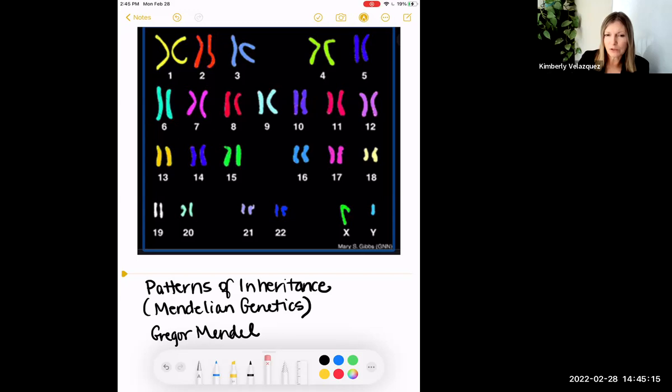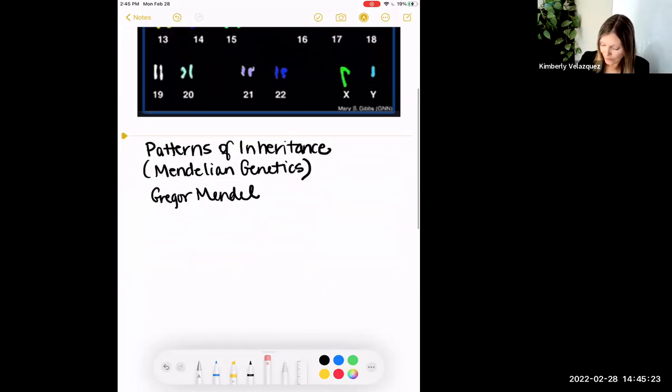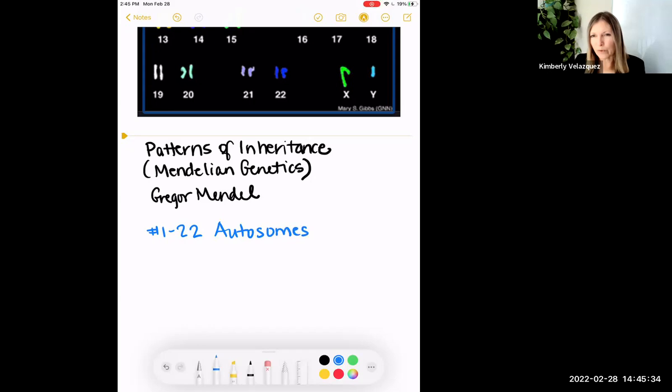That 23rd pair of chromosomes are called the sex chromosomes. And depending on if you're genetically male or genetically female, those are going to be different. But those first 22, chromosomes 1 through 22, are called the autosomes. And when we refer to traits that are inherited on those first 22 chromosomes, we call that autosomal inheritance. So when we use the term autosomal, we're referring to those autosomes, the first 22 chromosomes. And males and females have those same 22.